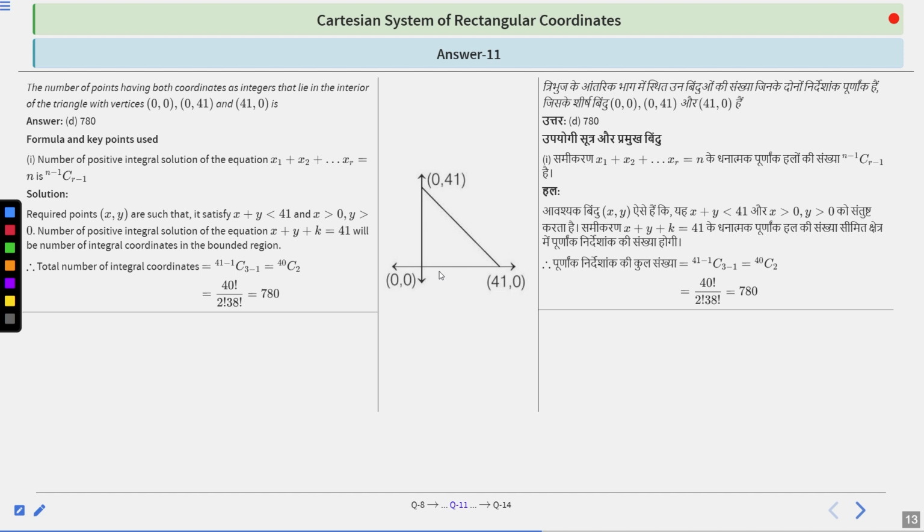which is 40 C 2. Clear? 40 C 2. So after solving 40 C 2, you will get 40 factorial upon 2 factorial into 38 factorial, which after solving you will get 780. Clear? 780. Therefore option D, 780, is the right answer. Got it? Okay, let's move to the next question.